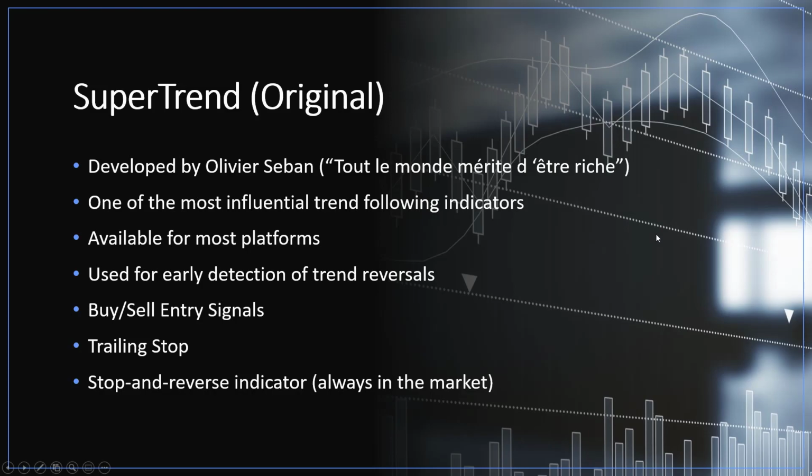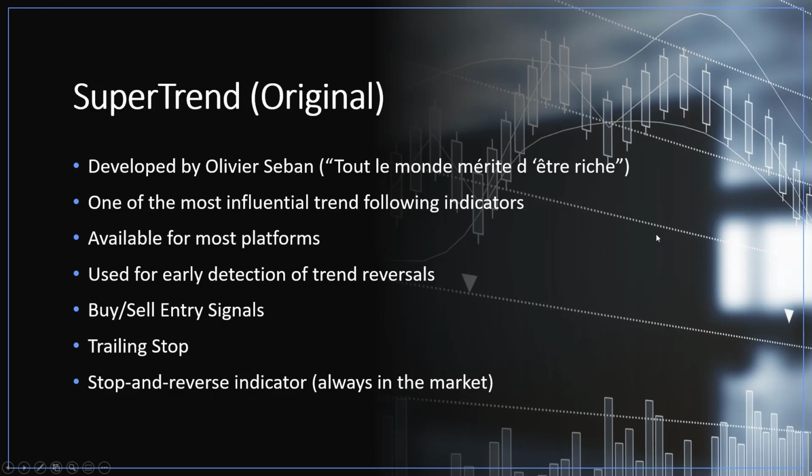So this book is about trading and how to become a profitable trader. And one of the key contributions of Oliver Seban was that SuperTrend indicator. It is one of the most influential trend following indicators out there. Again, as I said, available for most trading platforms. And what this indicator allows you to do is to find early on trend reversals. And trend reversals are identified by buy or sell signals on the chart.